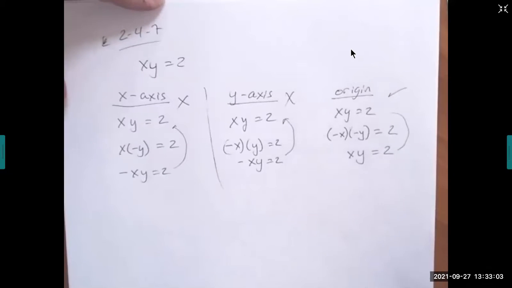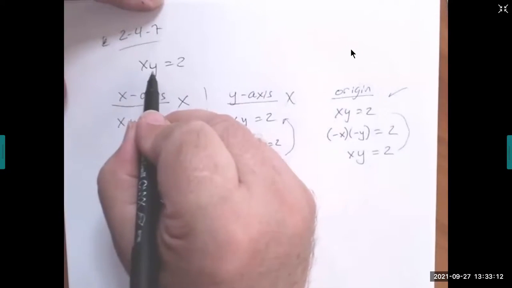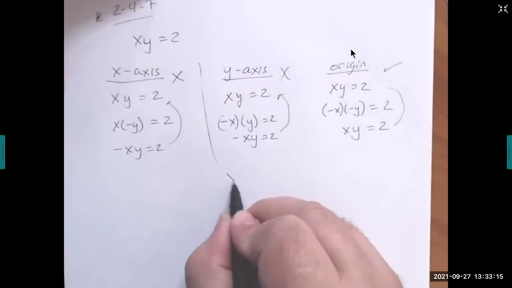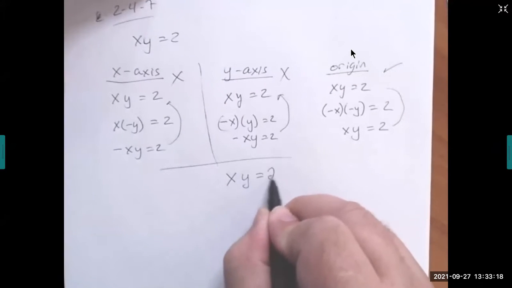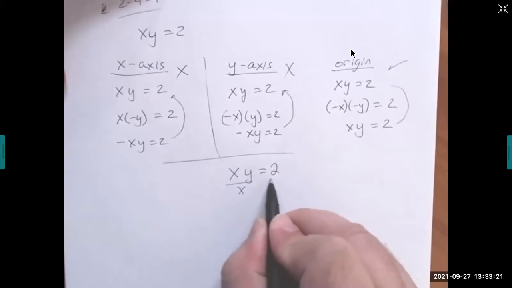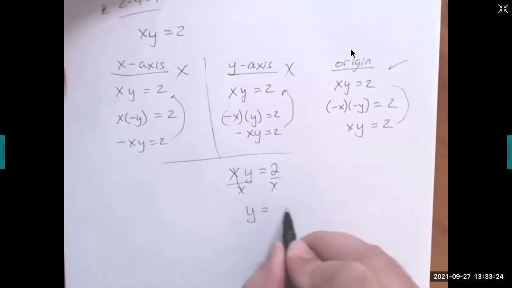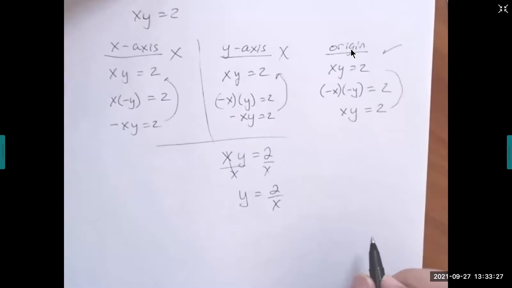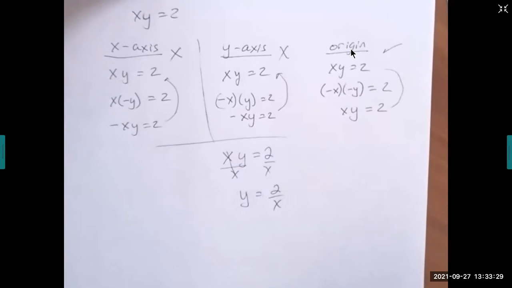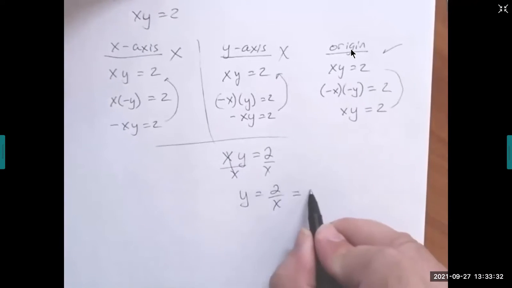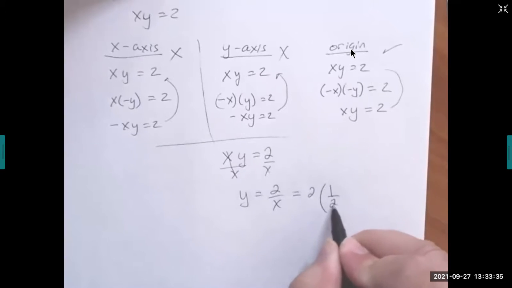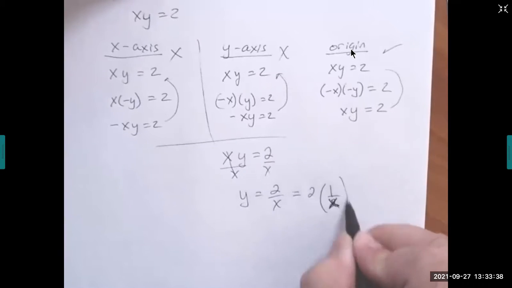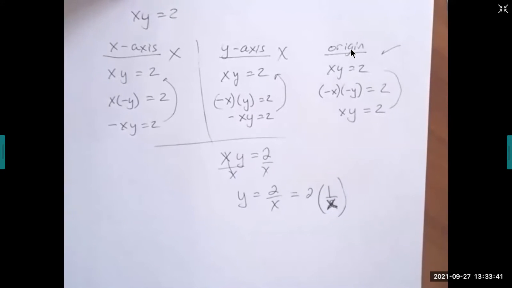Now, is there another way we could have done that without having to do all this math? Right. Let's take this function and solve for y. Divide both sides by x. So y equals 2 over x. Does that look like one of the library functions? How about this one? 2 times 1 over x. Are either of those library functions?